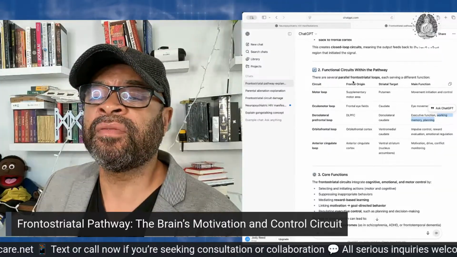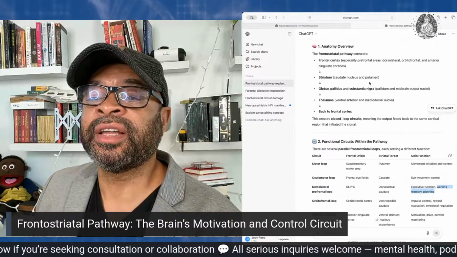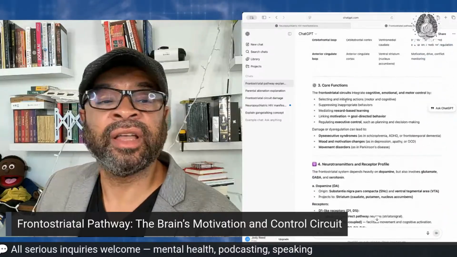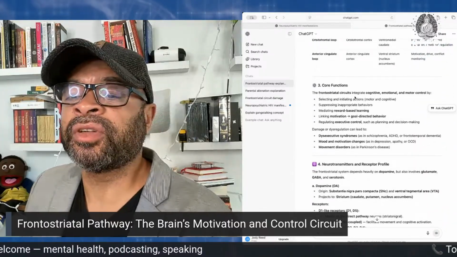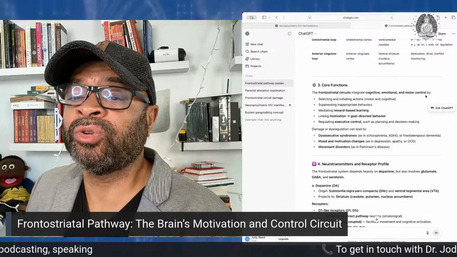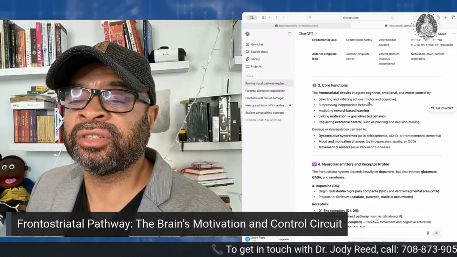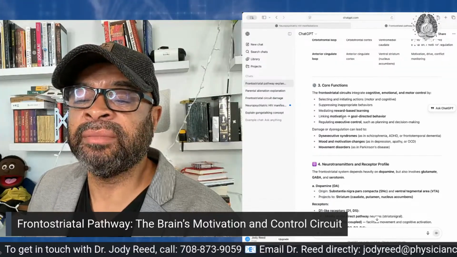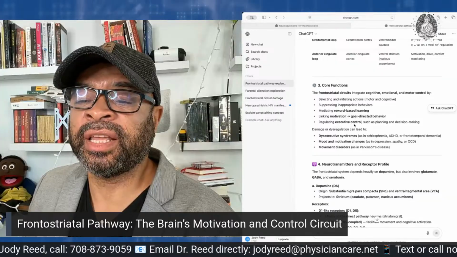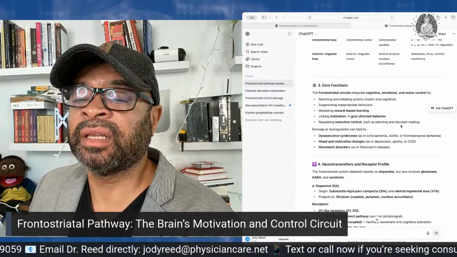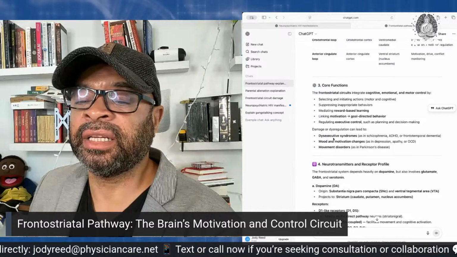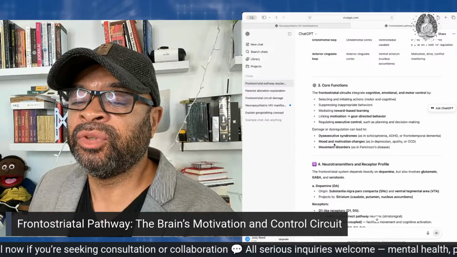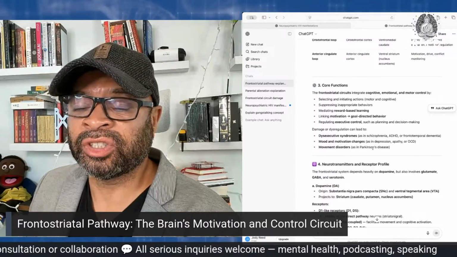So there are several frontostriatal loops, and they come from the cortex to the striatum. Great. Okay, core functions. The frontostriatal circuits integrate cognitive, emotional, and motor control: selecting and initiating actions, both motor and cognitive, suppressing inappropriate behaviors, mediating reward-based learning, linking motivation to goal-directed behavior, and regulating executive control such as planning and decision-making. Next, damage or dysregulation can lead to executive dysfunction, mood and motivational changes, and movement disorders such as Parkinson's disease.